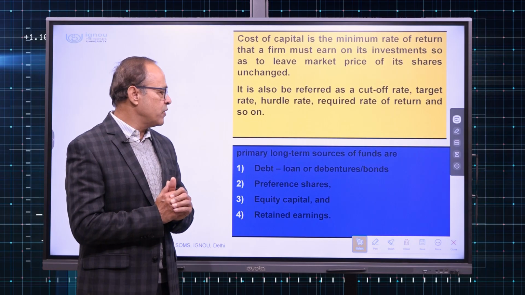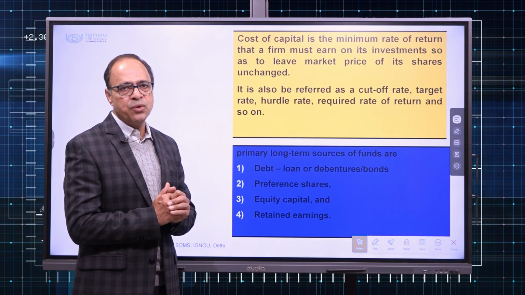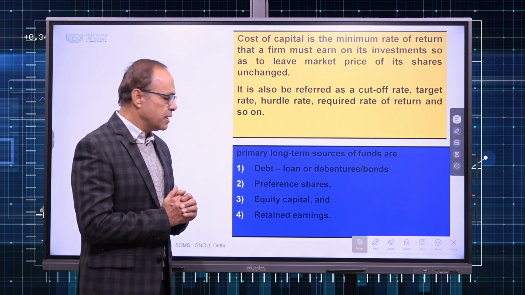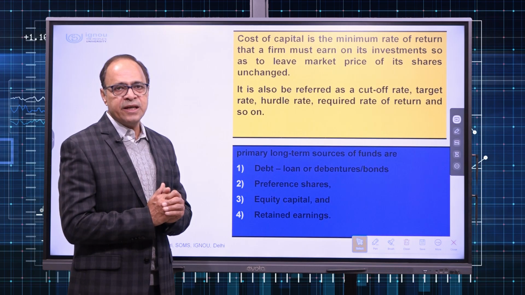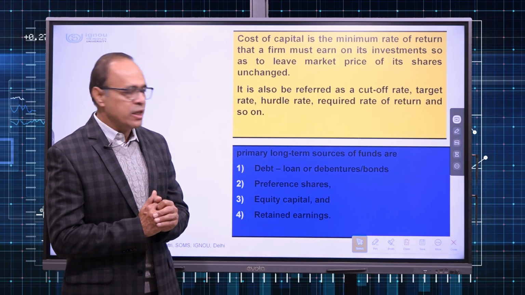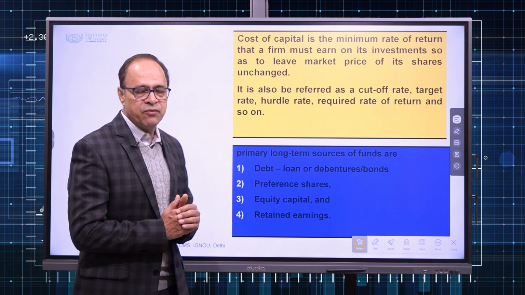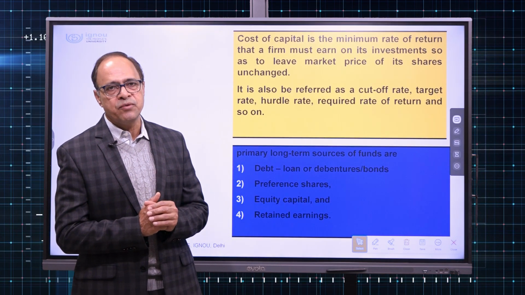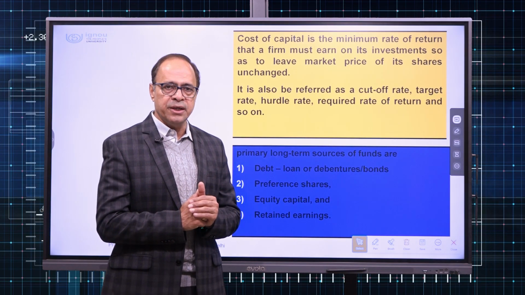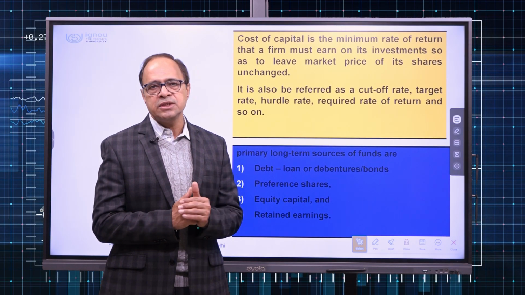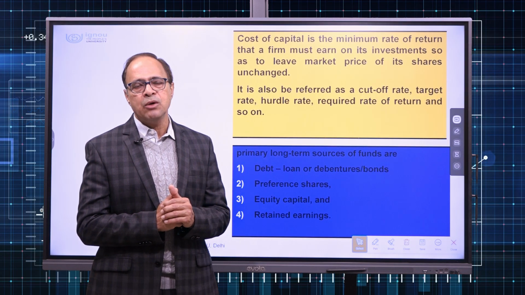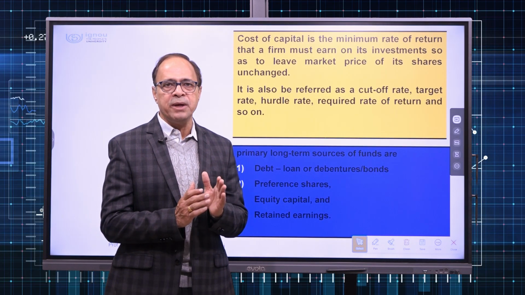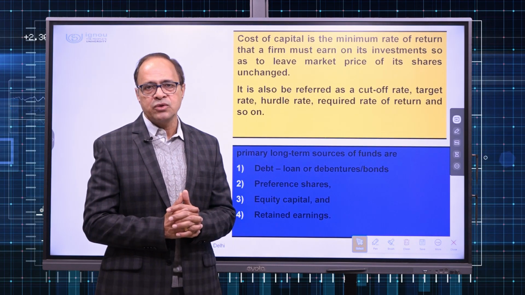Primary long-term sources of funds are debt, that is a loan, debenture or bonds, preference shares, equity share capital and retained earning. So in this lesson, we will be focusing cost of calculation for debentures and preference shares. In the next lesson, we will learn about calculation of cost of equity share capital and retained earning. And then third lesson, which is devoted to cost of capital, that will be about weighted average cost of capital. So first 3 lessons are on the conceptual part as well as quantitative parts on these 3 topics.